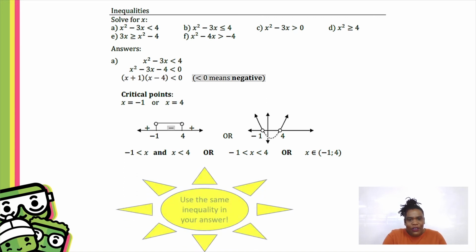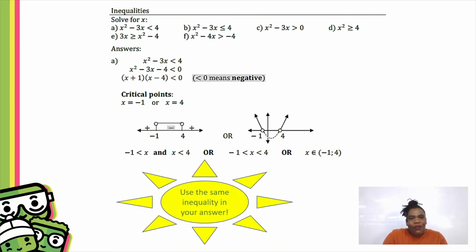One other thing to remember is, if the inequality doesn't have an equals to sign at the bottom, your answer should also not have an equals to sign. Use the same inequality from the question in your answer. So if the inequality doesn't have an equals to sign at the bottom, your answer will not have an equals to sign.